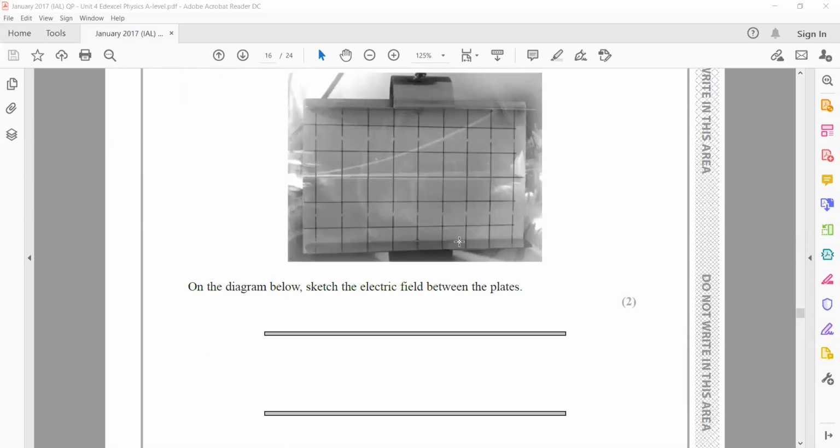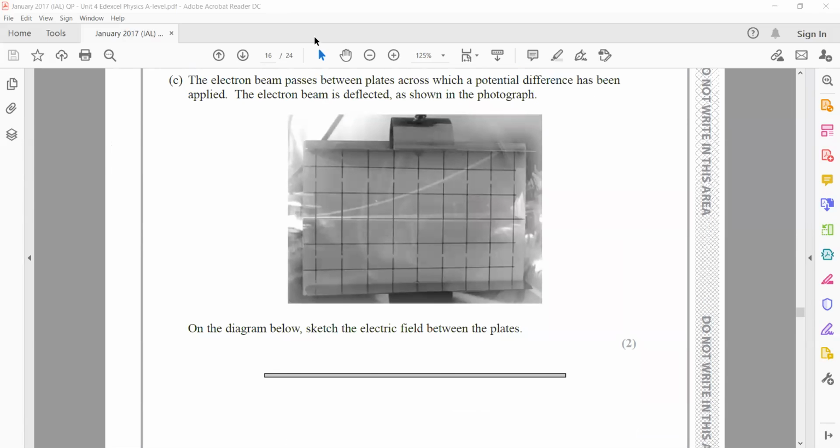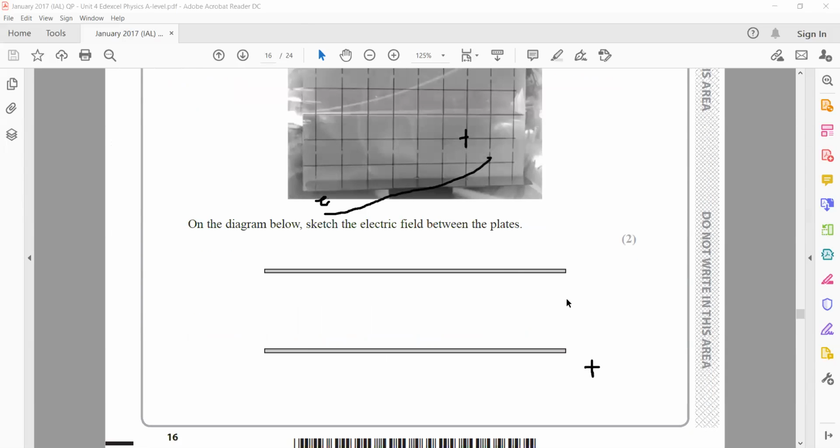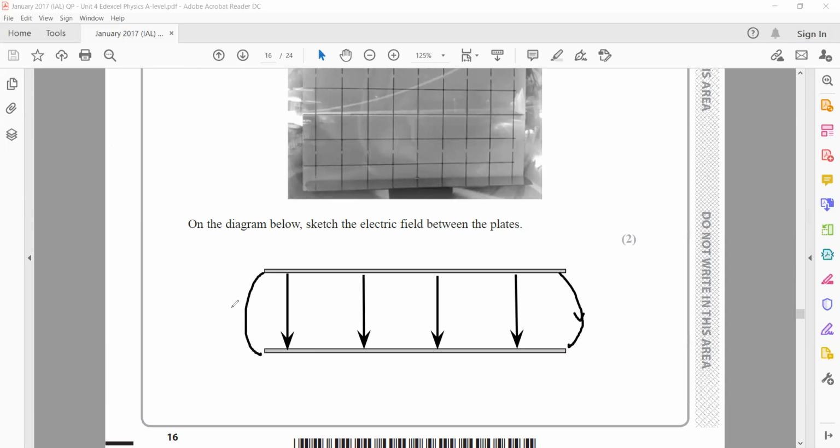On the diagram, sketch an electric field. As you can see, this is the movement of the electron. Electrons are negative, so they're attracted towards positive. So it means the top plate is positive and the bottom plate is negative. And as we know, electric field lines between the plates are uniform or constant. So you should make parallel lines, equally spaced, and near the edges, they will be curved. But between the plates, it should be uniform or constant.